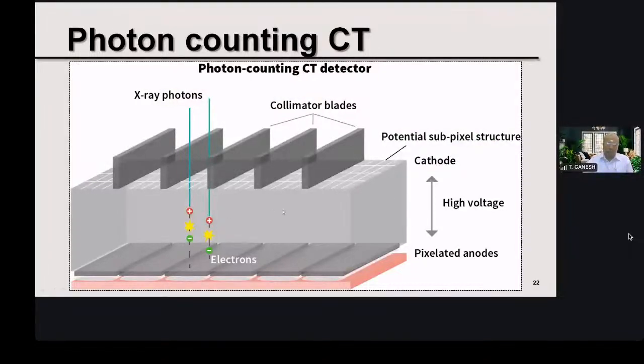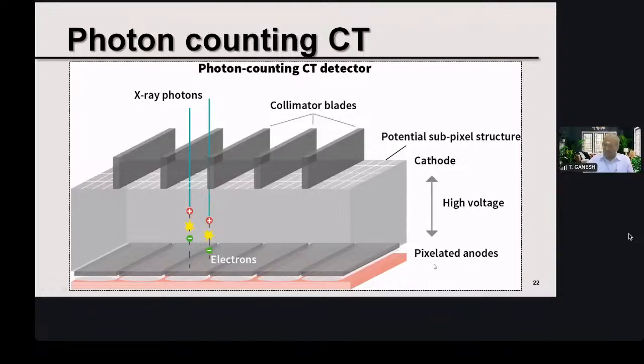So this is how the detector actually looks. The detector is a single crystal. You see here, there are no septa, nothing. Just one single block. On top of that, there is a single cathode covering the entire surface. And there are collimator blades like this. X-ray photons come, interact inside the detector, and produce what are called electron hole pairs, and the electrons are then collected by the anode.